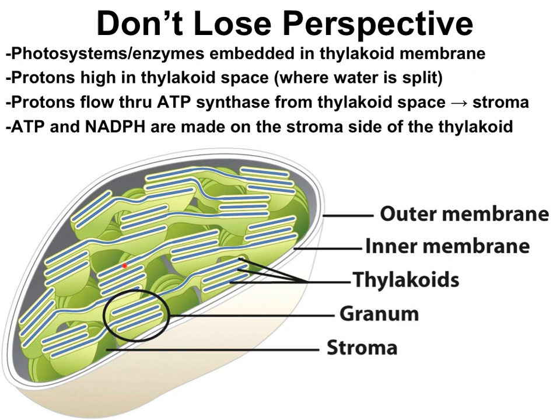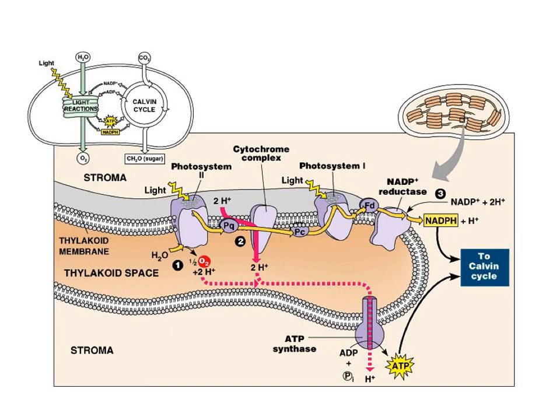Protons are high in the thylakoid space for two reasons. Water is being split in the thylakoid space, and protons are being pumped into the thylakoid space by chemiosmosis. The proton gradient collapses through ATP synthase, with protons flowing into the stroma through ATP synthase. ATP and NADPH are both made on the stroma side of the thylakoid. Here's a better picture to make sense of that overwhelming story.